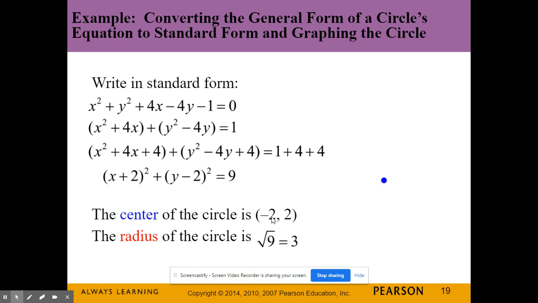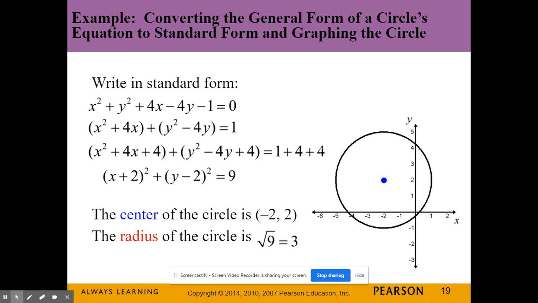So now that I have it in standard form, I can actually get the center and the radius out of it, if you wanted to graph it or whatever we wanted to do with it. The center is negative 2, positive 2, and the radius is the square root of that number, which is 3. All right, and if you want to graph it, there it would be on the graph. You've got the center at negative 2, 2, and a radius of 3, and then you can just draw the circle through it.